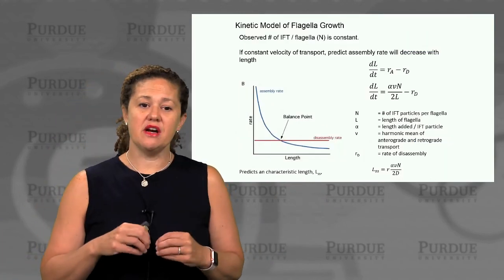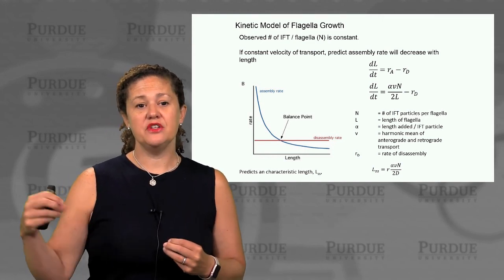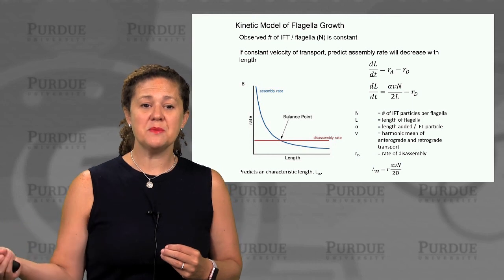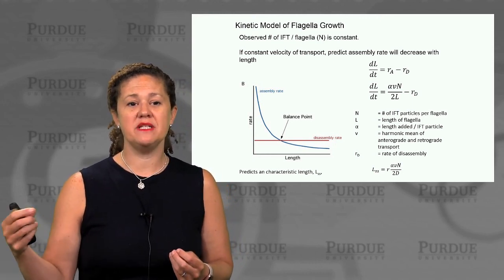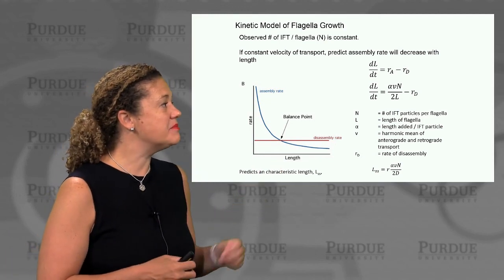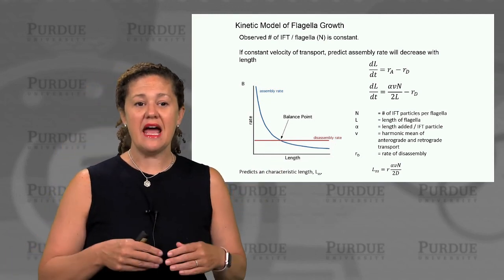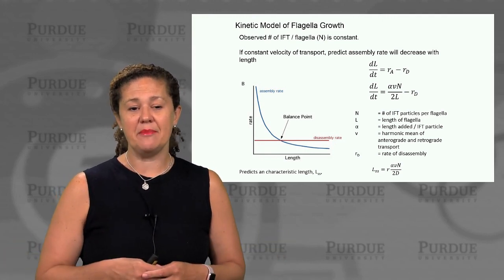So if there then is a constant velocity of transport, and if assembly is a transport limited process, in other words, it can only go as fast as raw material is delivered, then we would predict that the assembly rate will decrease as the length gets longer. And this is in fact what happens.